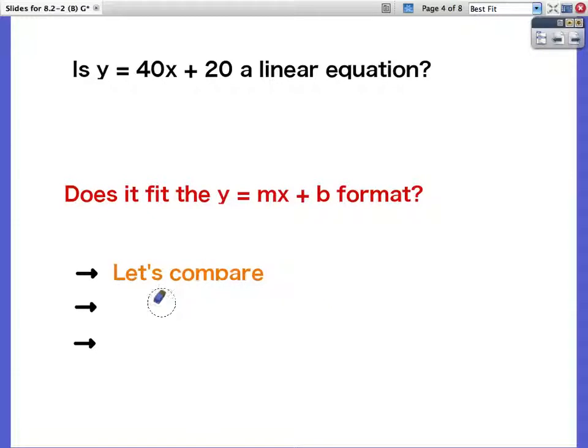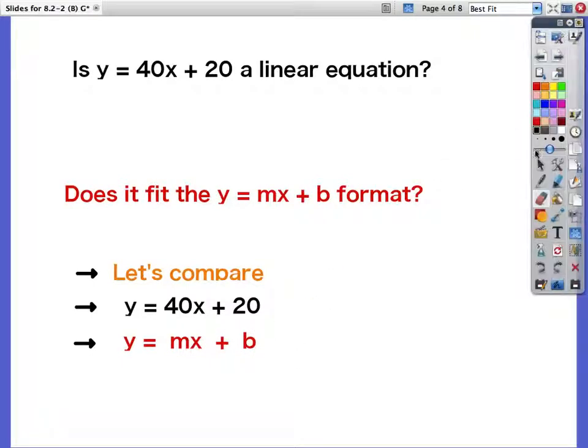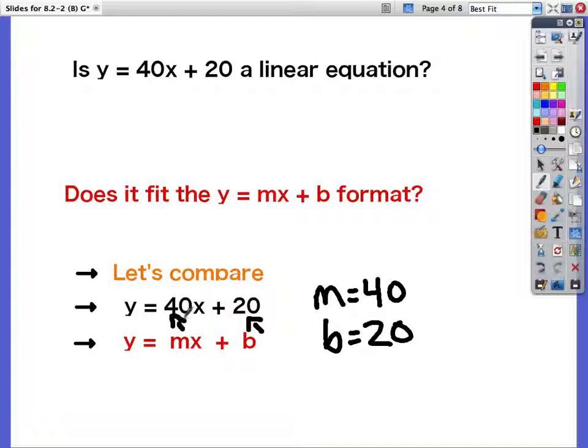Well, let's compare them. The first one we have is the equation we derived, y equals 40x plus 20. And if we compare that against the format, you notice there's a lot of similarities here. For example, in this case, it looks like m is equal to 40, and b is equal to 20. So it does indeed fit the format of a linear equation. It's a y equals mx plus b type of equation, where b is 20 and m is 40. Therefore, it must be a linear equation.